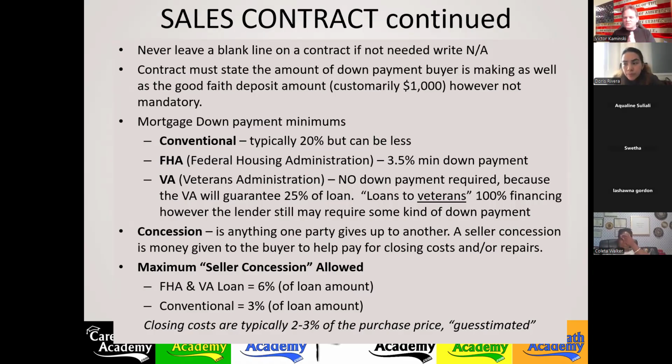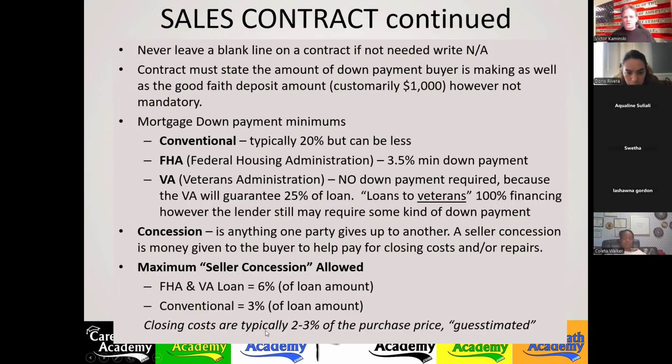Well, the same thing applies to when purchasing a house. A concession is money that the seller may be willing to give up to the buyer to help with repairs or closing costs, okay? Now, the maximum concession allowed by law depends on the type of loan you're getting. If it's an FHA or VA loan, the maximum concession is 6%, not of the purchase price, but the loan amount. And the maximum seller concession allowed for a conventional loan is 3% of the loan amount.